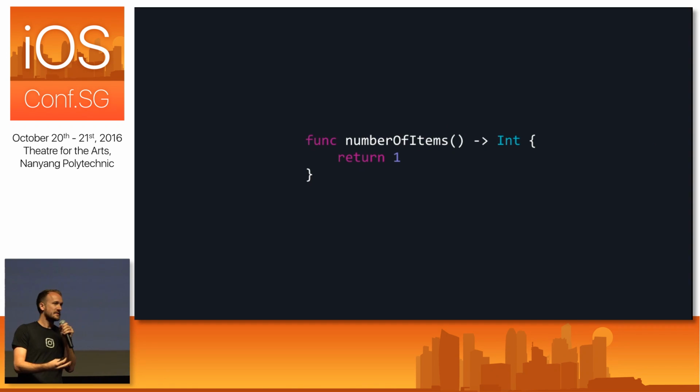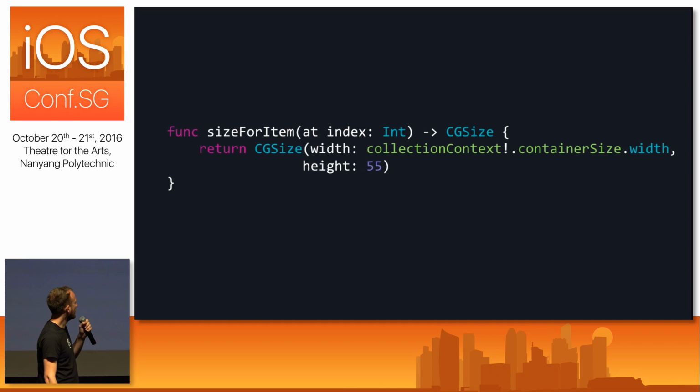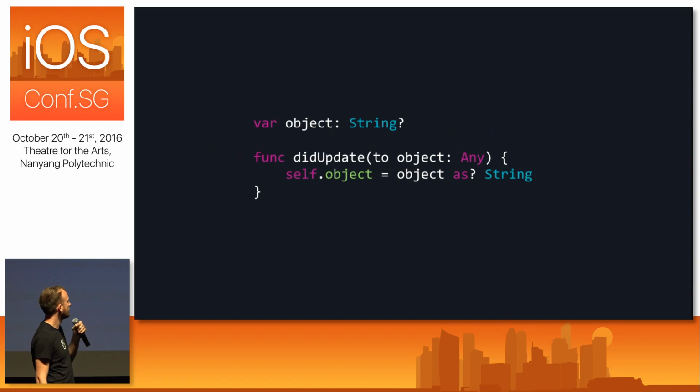The first method is the number of items. So here we're just returning one because we want one cell in our section. But you could return as many items as you want. The next is the size. We've got a context object where we can figure out the size of our container. And here we're just returning a cell that's the width of our container and 55 points high.